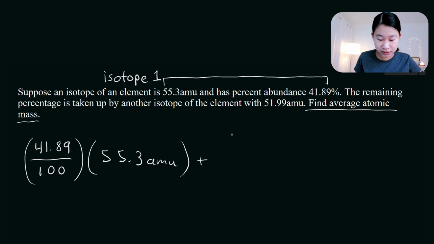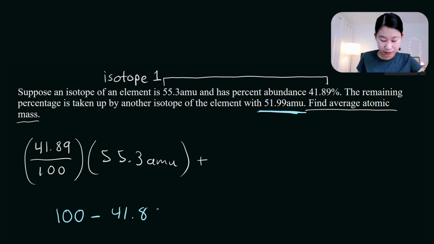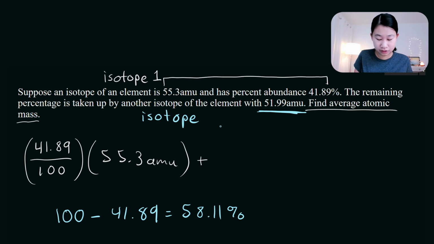Now, the second isotope says the remaining percentage is taken up by the other isotope with this mass. So you should assume in these isotope problems that the percentages add up to 100. Therefore, the other missing percentage is simply 100 minus the percent we already know, which is 41.89. So isotope 2 has a percent of 58.11.